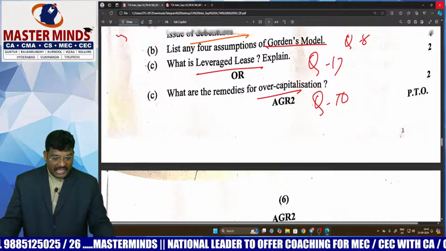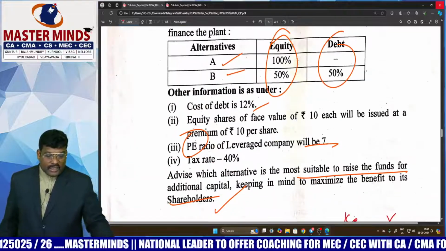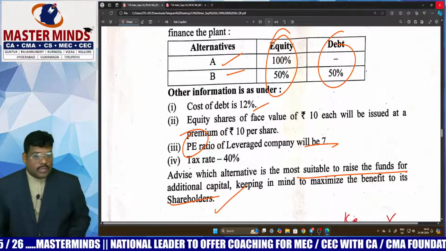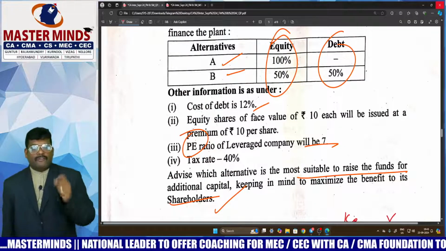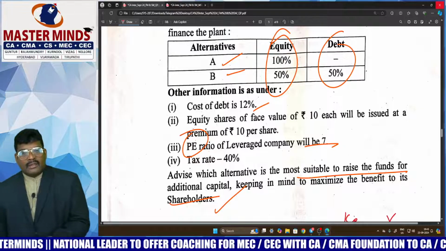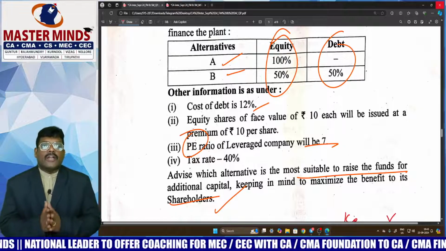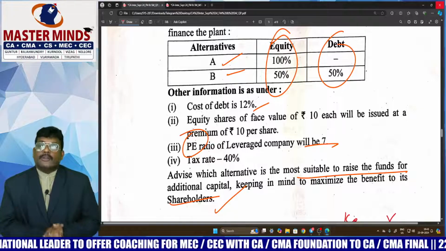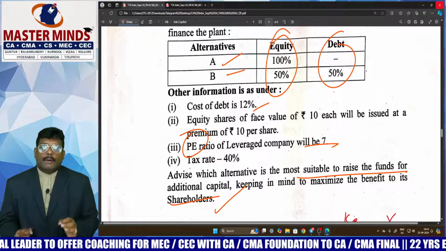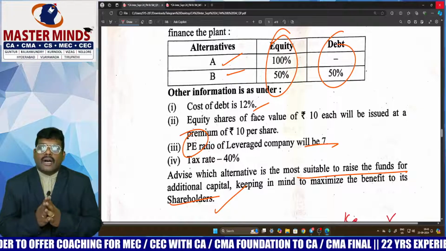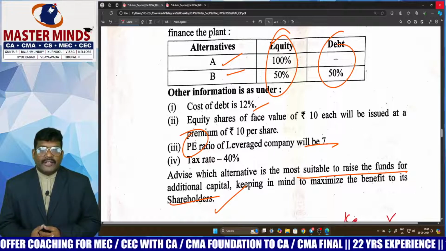Dear students, the theory part is completely covered, even the problems also covered. So certainly those people who believed and followed mastermind material perfectly, right, they got 100% judgment, right? So the paper was really above moderate, comfortably you can answer all these questions, right?